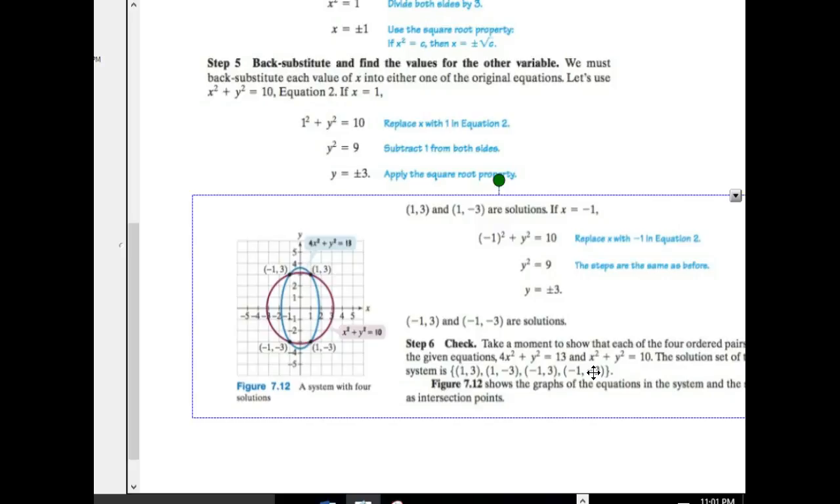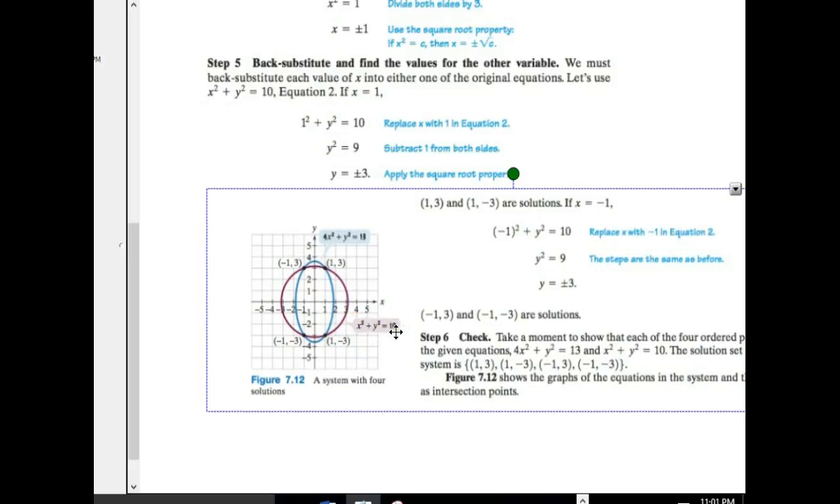Again, you do not have to graph this. It's just trying to show you visually that the blue one is the equation of 4x squared plus y squared equals 13, and the purple circle here was the x squared plus y squared equals 10. If these were graphed, and it is here so that you can see that, you'll see that they really do cross at negative 1, 3, positive 1, 3, negative 1, negative 3, and positive 1, negative 3. So they do cross at those 4 places that we found mathematically. I hope this is helpful.